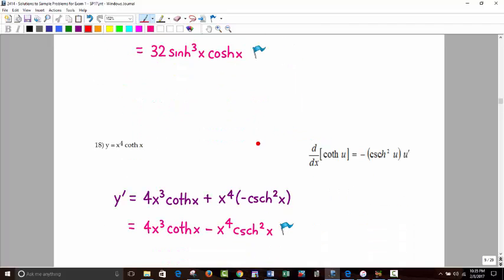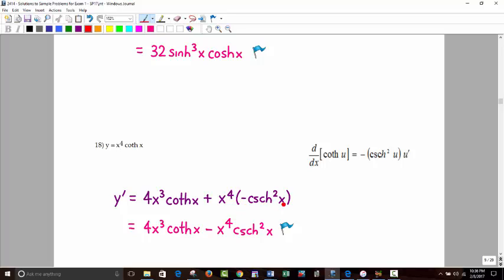Okay, the next one is a product rule, because you have two functions of x multiplied together, x to the 4th times hyperbolic cotangent, which you see the derivative formula for right over here, negative hyperbolic cosecant squared. So obviously you've got two different orders to do the product rule. I chose f prime g plus f g prime. So the derivative of x to the 4th is 4x cubed times the hyperbolic cotangent plus the x to the fourth, and then from right over here, of course, the u prime in this case will be 1 because that's x.